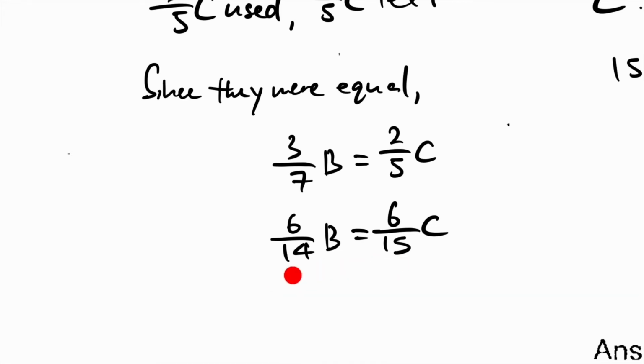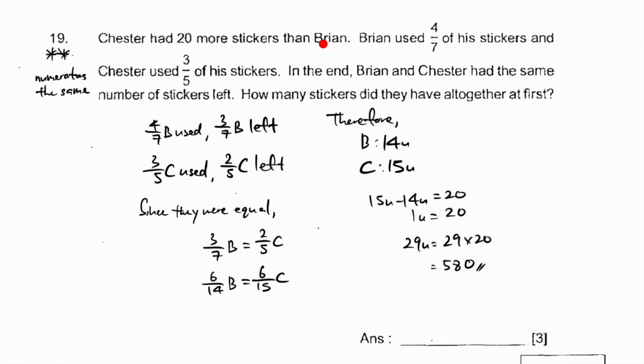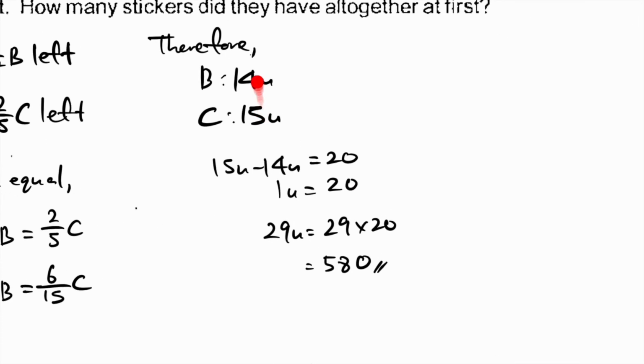This tells me B had 14 units at first, and C had 15 units at first, which means C had 1 unit more. Hang on, Chester had 20 more than Brian. Doesn't that tell me that the 1 unit is 20 actual stickers? Right? If Brian had 14, Chester had 15, the difference is 1 unit, and the difference we are told is 20 actual stickers. How many did they have altogether at first? We are interested in 29 units. Therefore, 29 times 20 gives me 580.